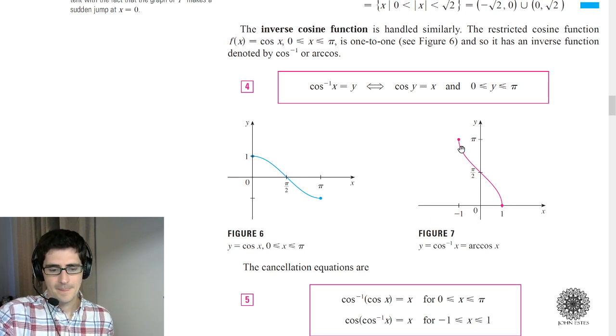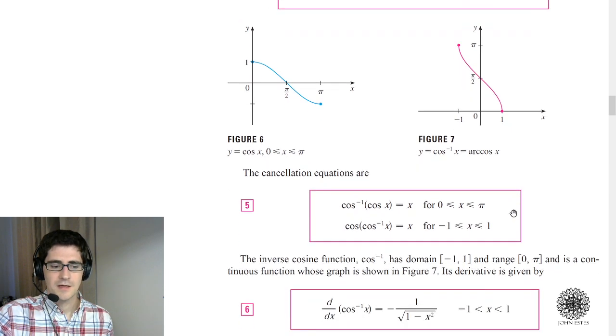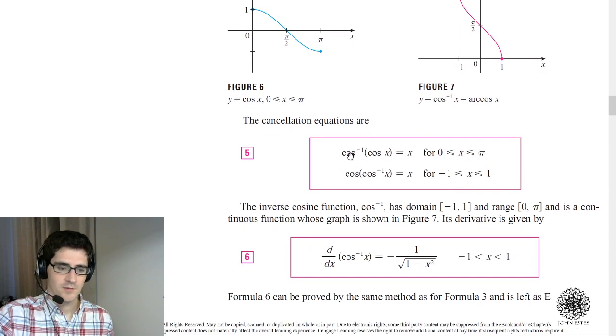And this makes it clear then that the domain of cosine inverse, just like sine inverse, is -1 to 1, right? It's the same deal. Okay, now we have these composition rules again, and I'm not going to worry too much about that.